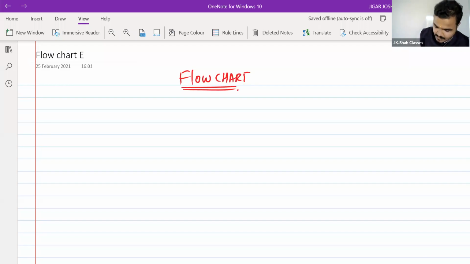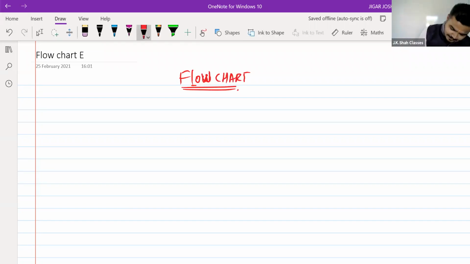Understood? Yes, sir. Any doubt? No, sir. Agree? 100%. It indicates the flow of data and it is represented, sir, in the format of what? Sir, charts. That is why this topic is called a flow chart. Now, what do you mean by the flow chart, my dear charter?